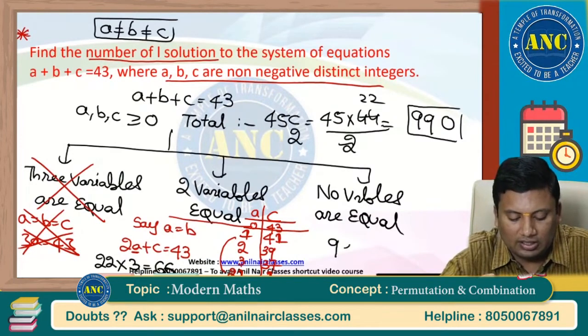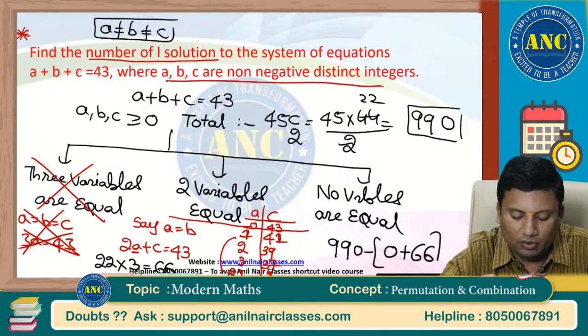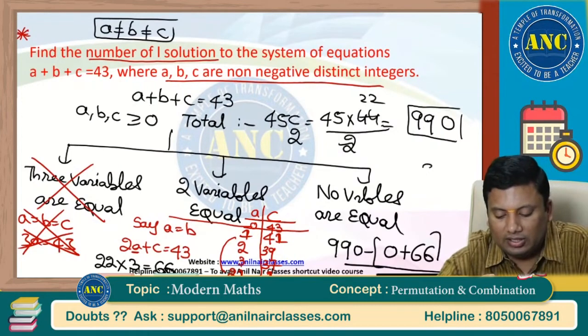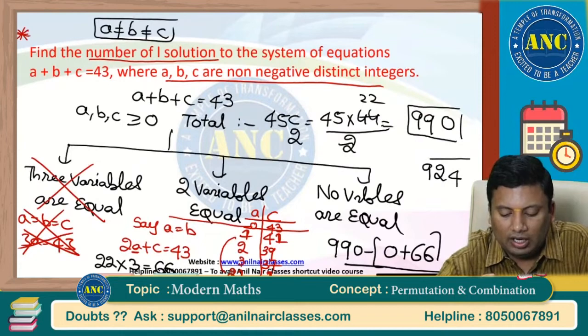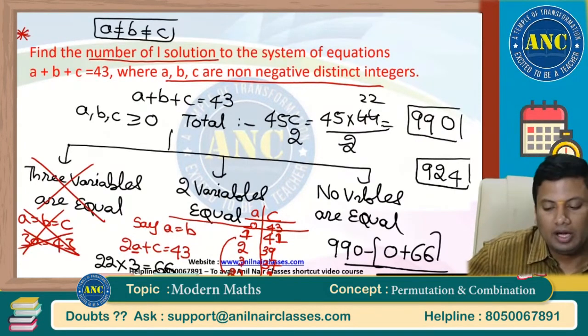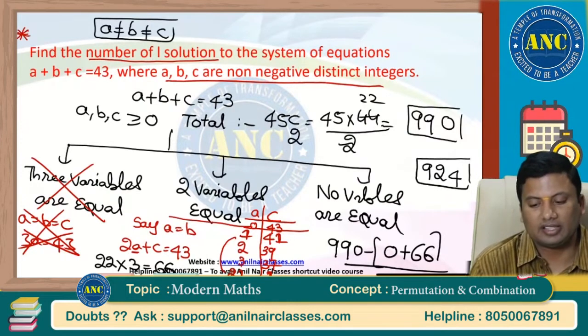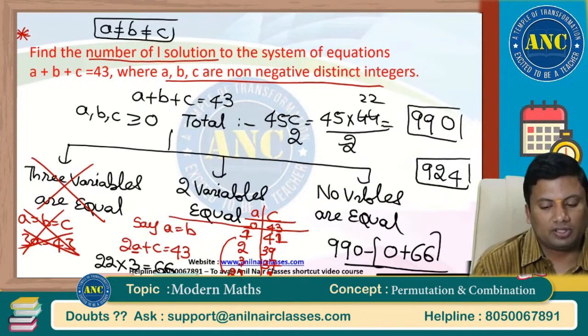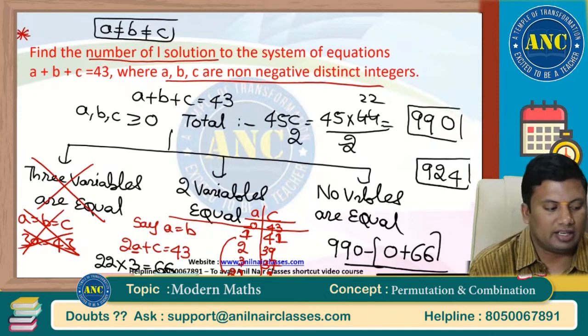So the answer is nothing but total cases minus the cases where all 3 variables are equal and the cases where 2 variables are equal. The answer is 924. 924 cases are there where no variables are equal. Is the idea clear?